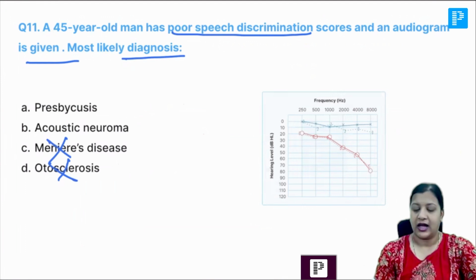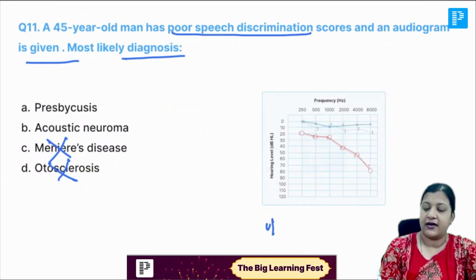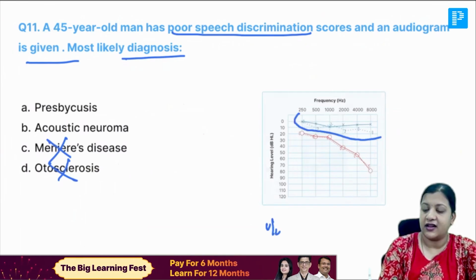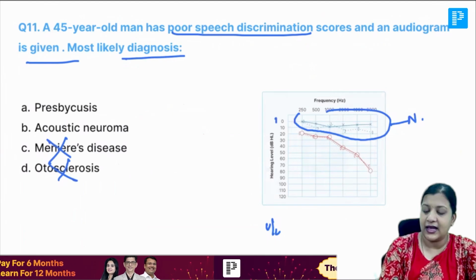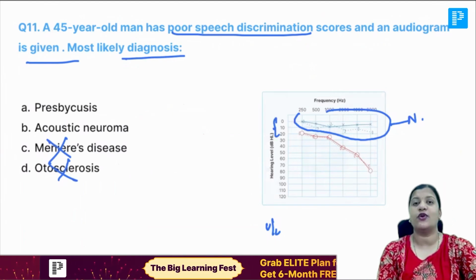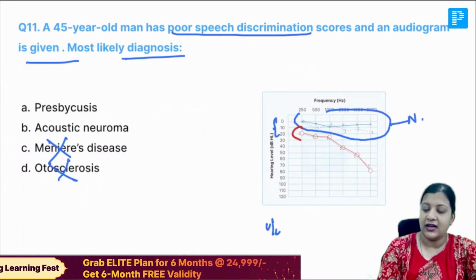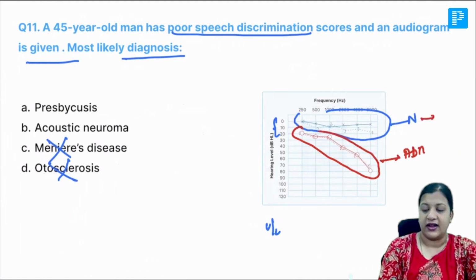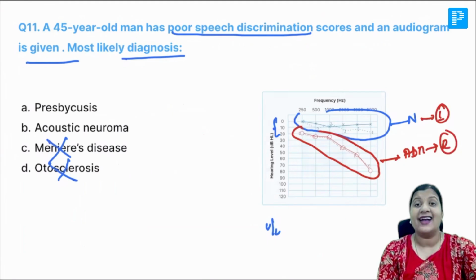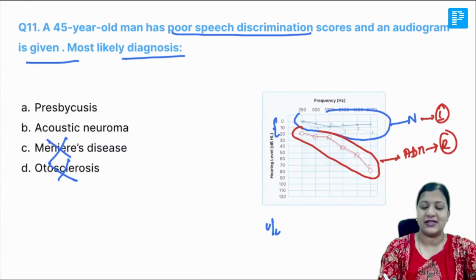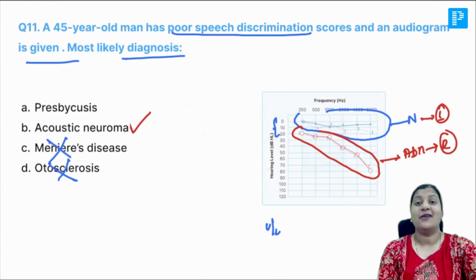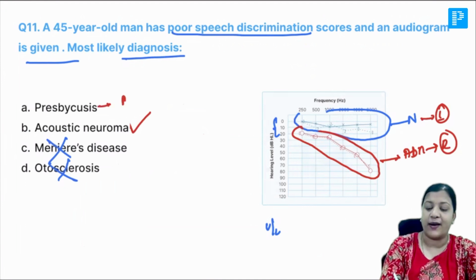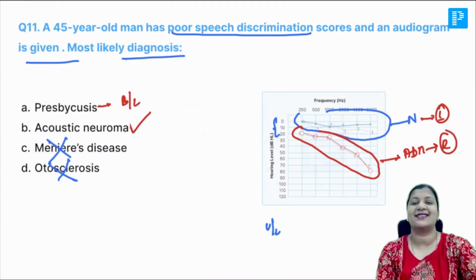If you see the graph, it is unilateral. If you see the left ear graph, it is normal. AC and BC are present in between 0 to 20. But if you see the right ear graph, it is abnormal. So left ear normal, right ear abnormal. It indicates unilateral SN loss, which is more specific for acoustic neuroma. In presbycusis, age-related sensory neural hearing loss, here you'll have bilateral SN loss, not unilateral SN loss, right?